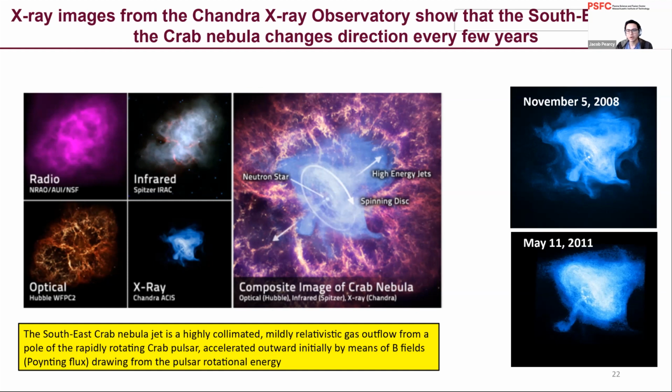And you can see on the right, which is some time resolved X-ray measurements, that between 2008 and 2011, the direction of the jet changed. So while it's still highly collimated along its direction, we can see that there's clumping as well as directional changes along the length of the jet.